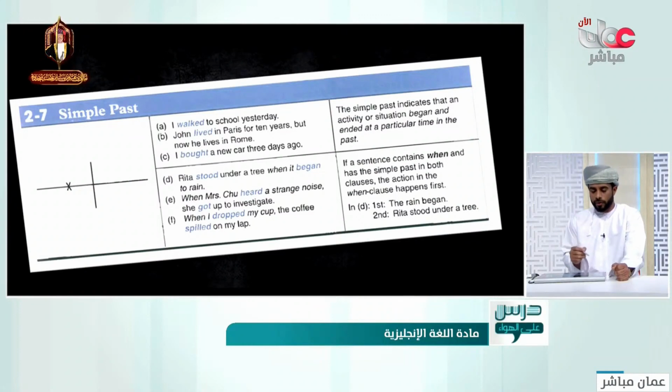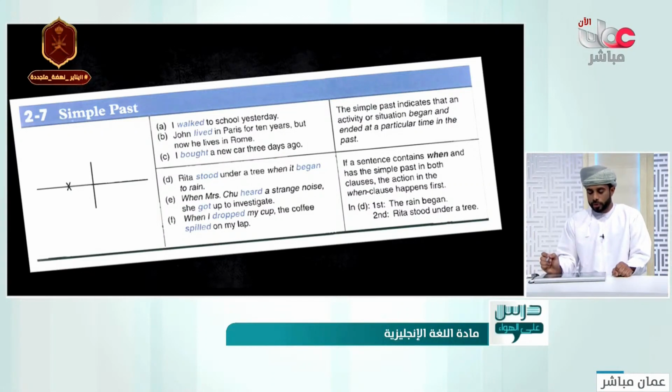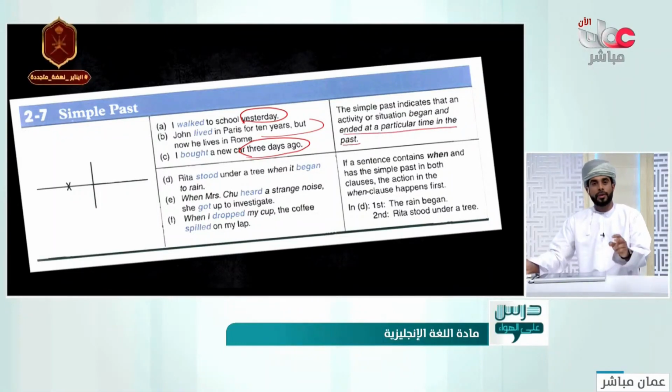Let's have a look before that at the usage of these things. Like in here, he said, all right, I worked to school yesterday. The word yesterday refers to the past. John lived in Paris for 10 years, but he lived in Rome. So he's no longer living in Paris. I bought a new car 3 days ago. The simple past indicates that an action or a situation began and ended at a particular time in the past. Something happened and finished in the past, as we told you.